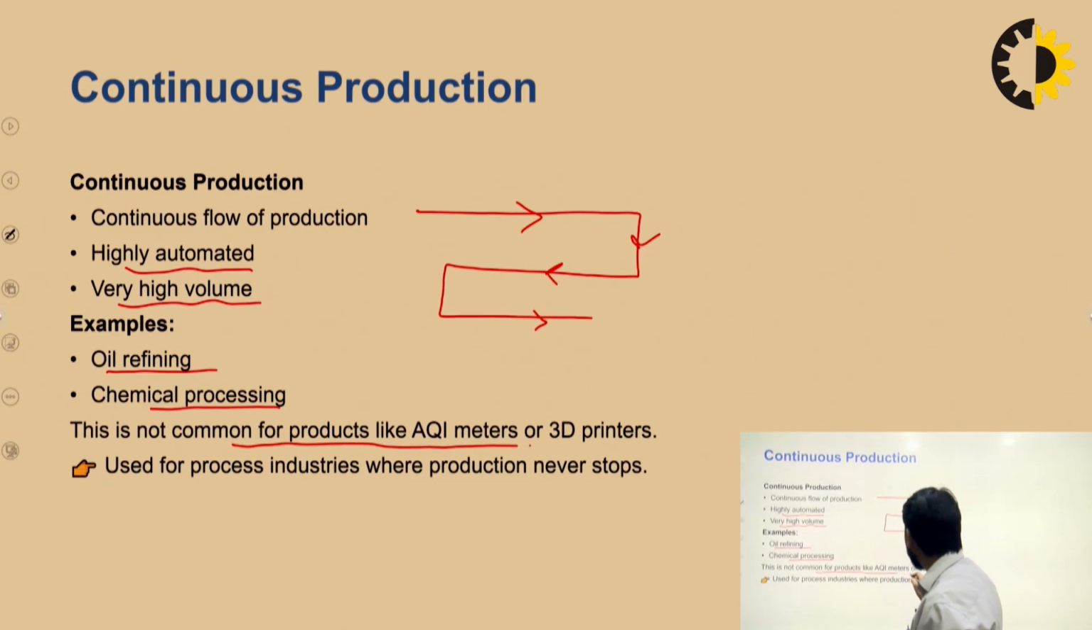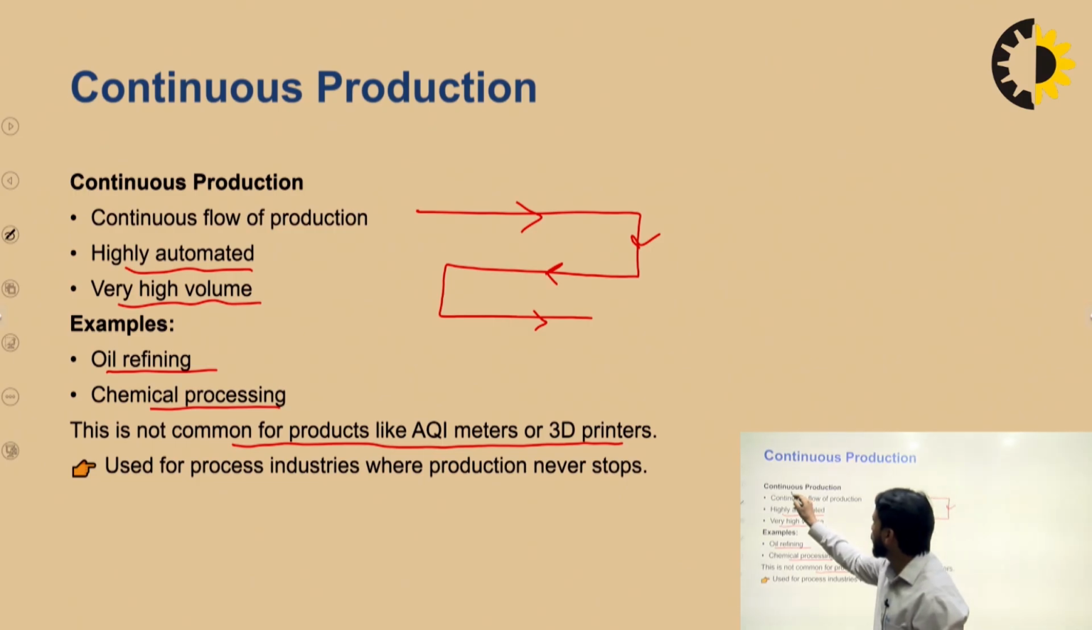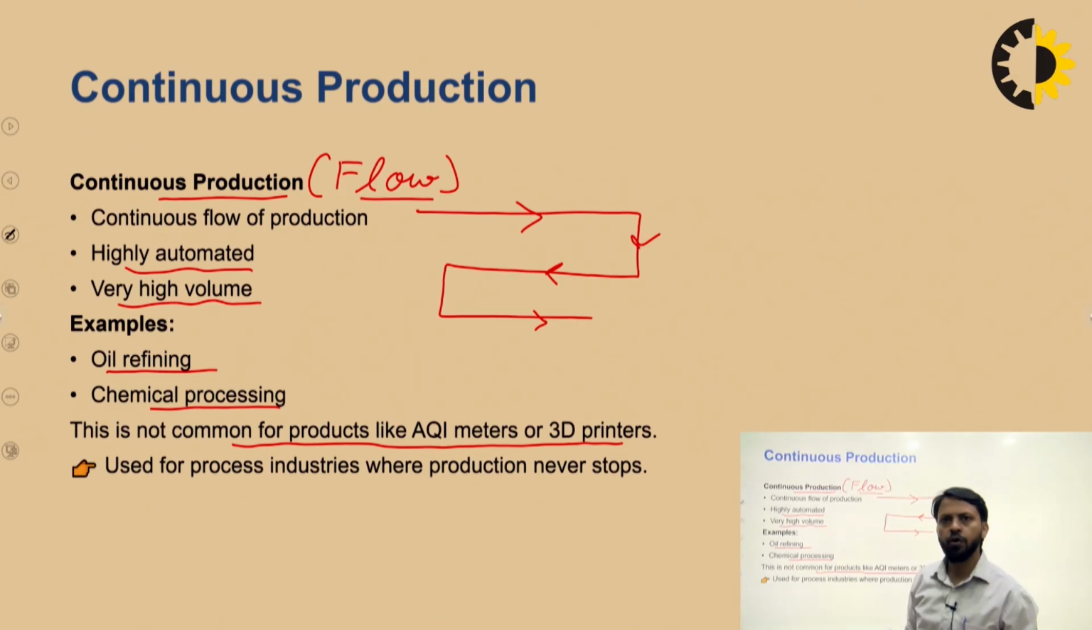That's why the taken example of AQI meter and 3D printers are not relevant here. This is specifically designed for different type of process industries, chemical industries, oil and refineries, that kind of products. So you can appreciate that this kind of continuous production, and the second name is flow type of production, flow production. As the name suggests, the final product or the idea of that product is going to flow around the plant layout. That is the idea.